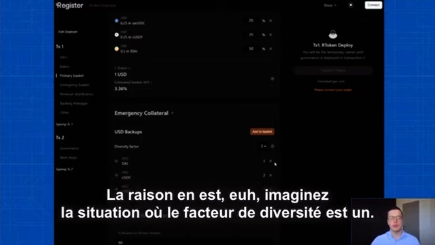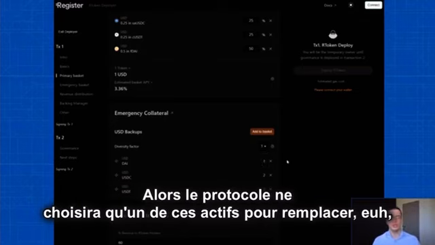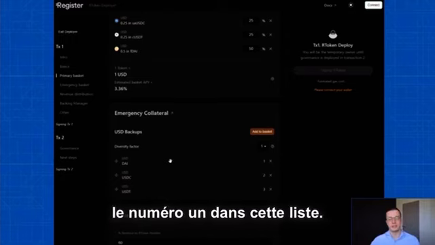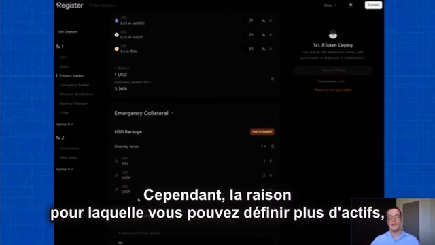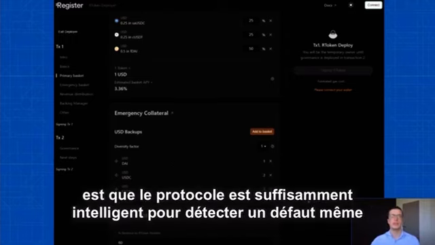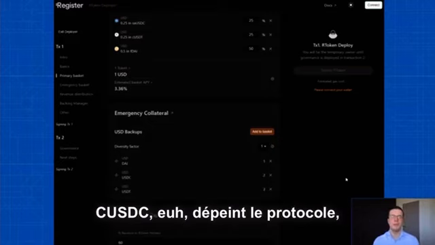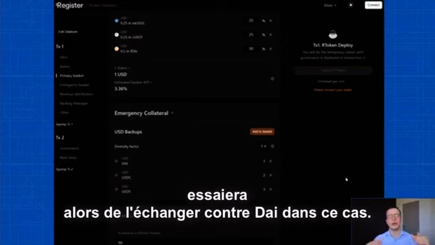The reason for that is, imagine the situation where the diversity factor is 1. Then the protocol will only choose one of these assets to replace the faulty collateral with. And so it will choose DAI, the number 1 in this list. However, the reason why you can define more assets even in that case is because the protocol is smart enough to detect a default even in the emergency collateral. So let's say in our previous example that cUSDC depegs. The protocol will then try to trade it out for DAI in this case.